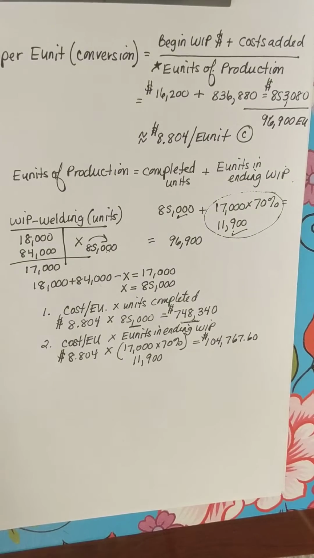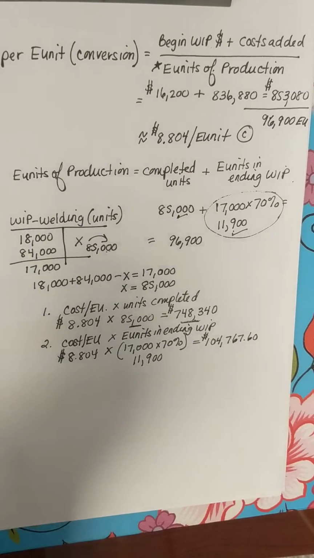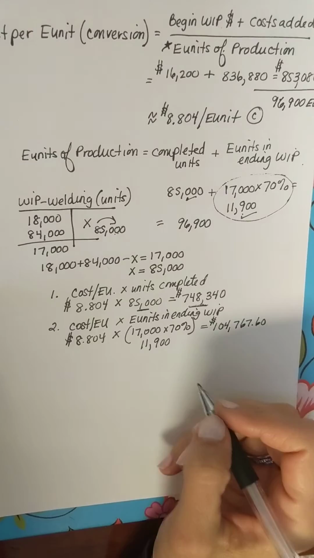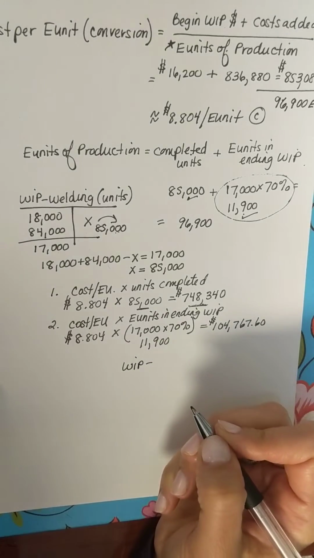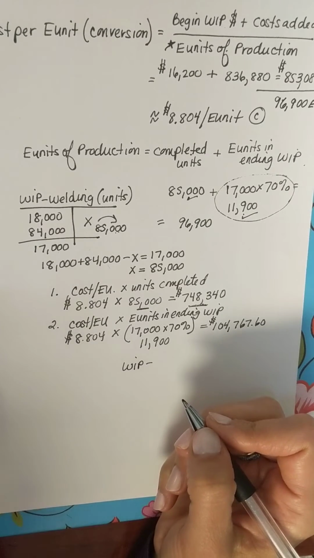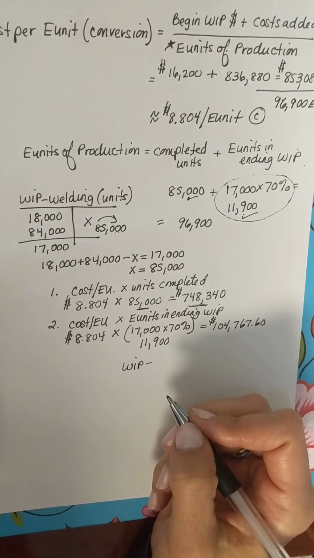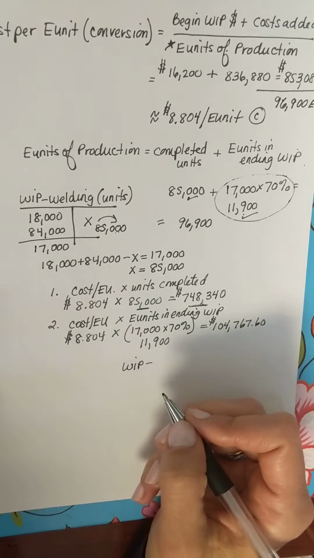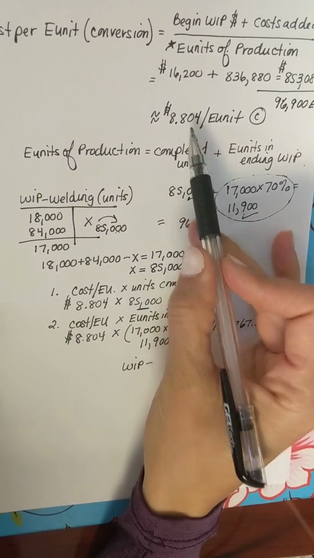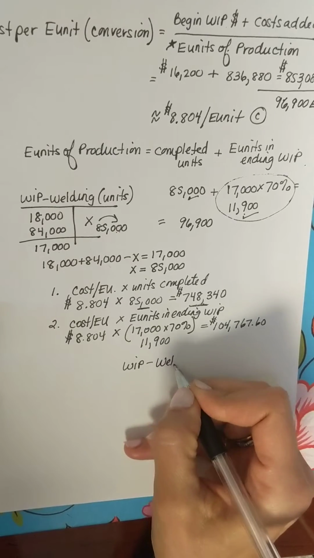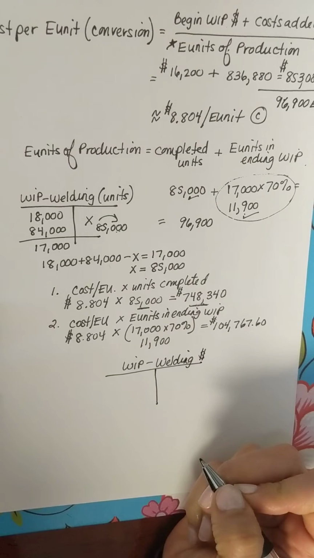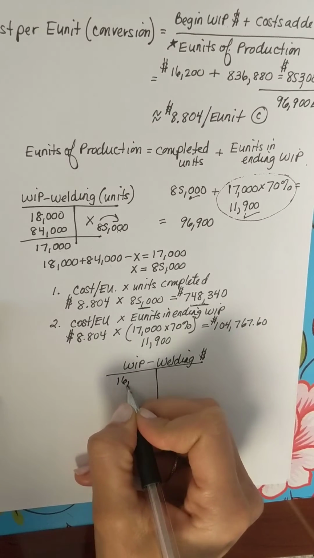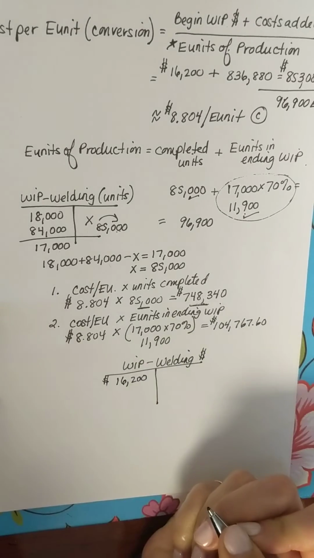And then I can use a little reconciliation. So what really happened here? If I look at a normal T account now, where I'm looking at dollars, and again, this is going to be an estimation. I'm not going to be completely balanced because I had to round my cost per equivalent unit, but here's my work in process for welding in dollars. My beginning balance of 18,000 units had $16,200 sitting in it. That's from the problem.